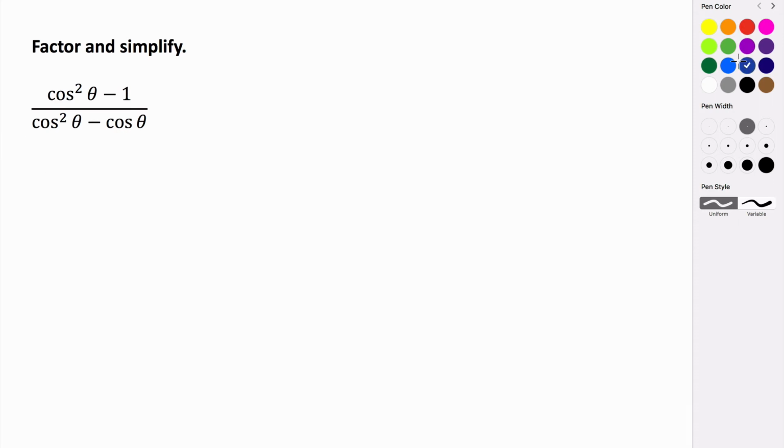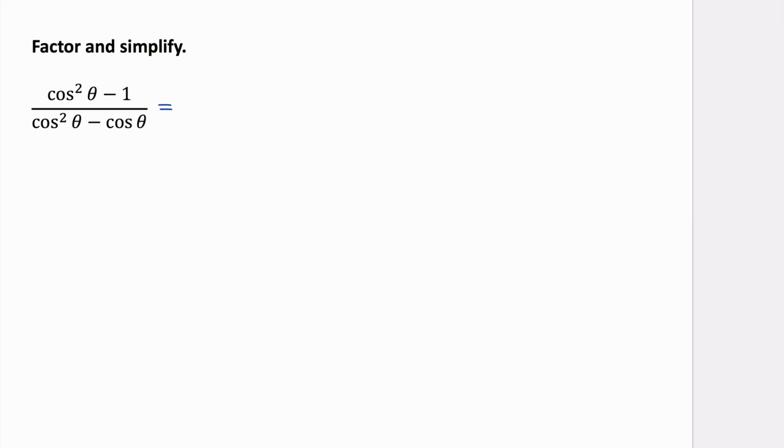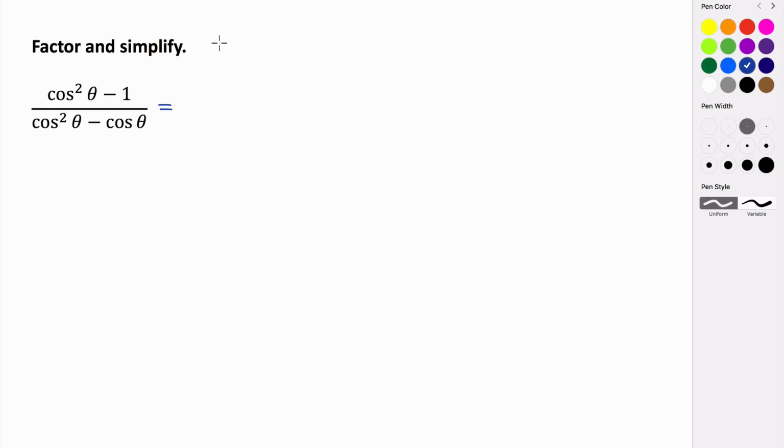So for this example, we want to factor and then simplify. So we can factor the numerator. The numerator is really just a difference of squares. So if you think of the numerator in terms of x squared minus 1, we know that a difference of squares factors into conjugates. So the same is going to happen with the numerator in this problem. So it's going to factor to be cosine of theta minus 1 times the quantity cosine of theta plus 1.